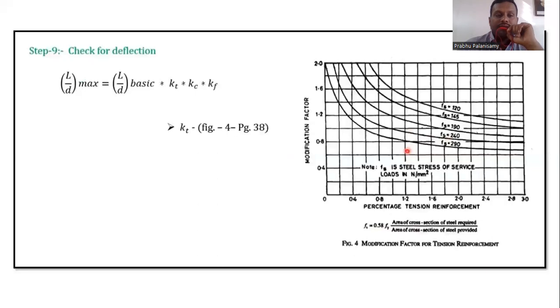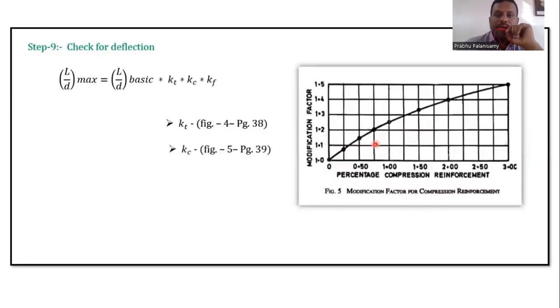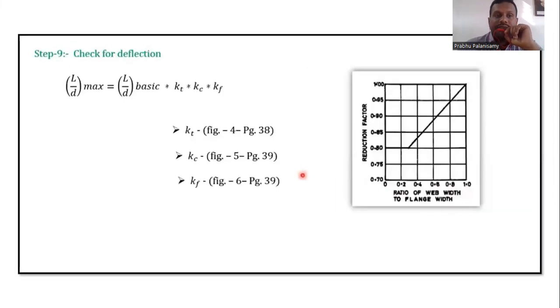And the check for deflection can also be done through Figure 4, page number 38, based on the graph of percentage of tension reinforcement and modification factor. Deflection can be identified on pages 38 and 39. And Kt and Kc values can be taken based on the percentage of compression reinforcement and modification factor. And the Kf value can be taken from Figure 6, and based on these values we can identify L by d max and L by d basic, which can be checked as safe or not.